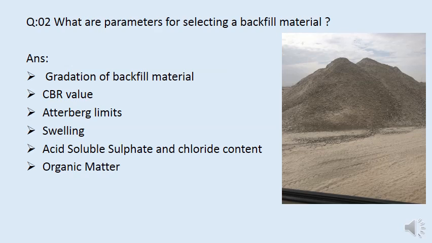California bearing ratio is CBR value. California bearing ratio determines the hardness of the material and it should lie within the specified range. Atterberg limits are liquid limit, plastic limit and plasticity index. Swelling is also not desired and it should lie within the specified range. Acid soluble sulfates and chloride content. These sulfates and chlorides are not desired in the backfill material because they will react with the concrete and they will cause the corrosion to the rebar. Similarly, organic matter will be present there, but it should be present in traces. Next.